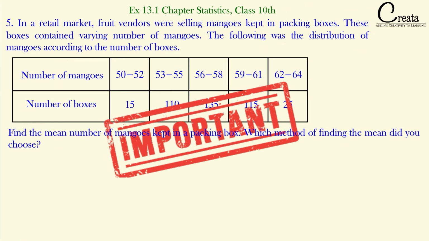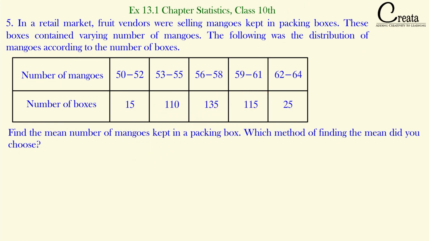This question is very important, so pay your full attention. It will be interesting. In this question, in a retail market, fruit vendors were selling mangoes in packing boxes, and the data is given with respect to the number of boxes and the number of mangoes. For example, if you observe this column, 15 boxes have the number of mangoes in the range of 50 to 52. Similarly, if you check the extreme right, 25 boxes have mangoes in the range of 62 to 64. The different boxes have different numbers of mangoes, and in this question we have to calculate the mean number of mangoes kept in a packing box.